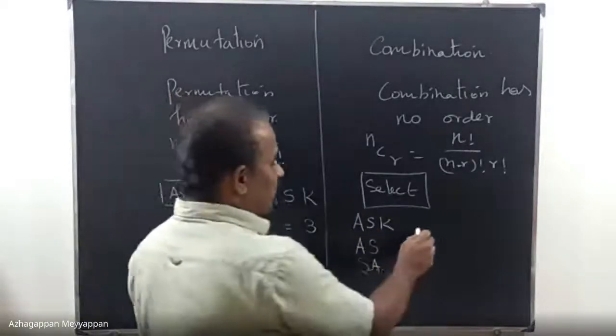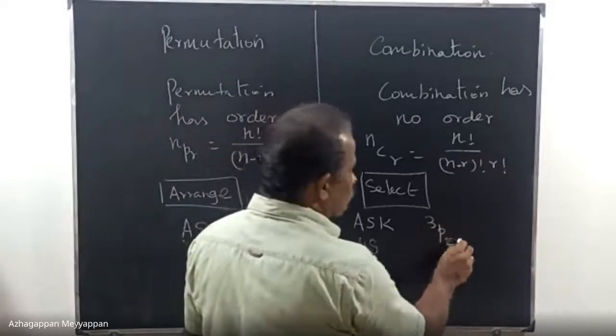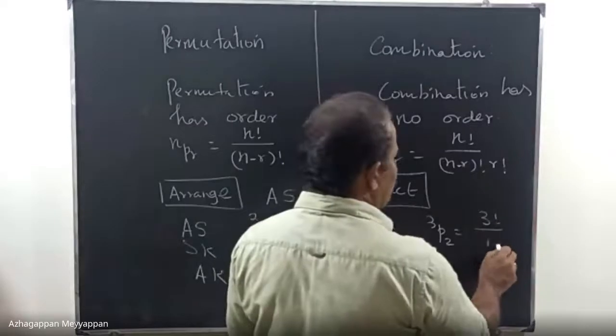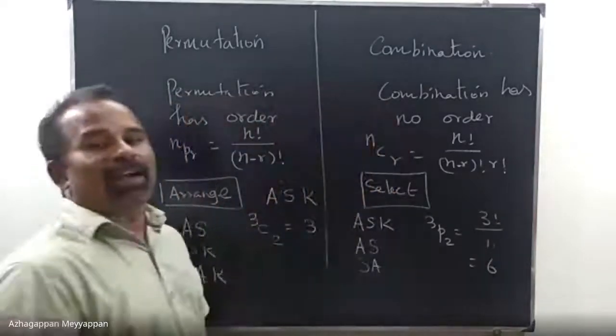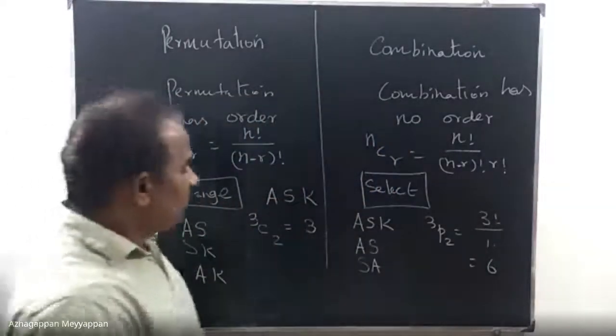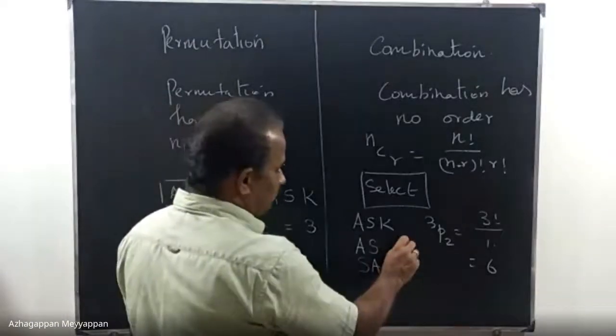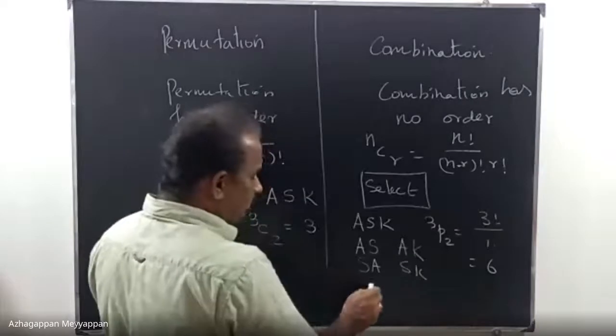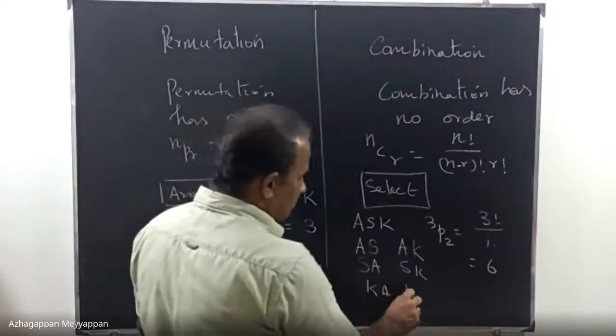Therefore here we are selecting 3P2. 3P2 is nothing but 3 factorial divided by (3 minus 2) factorial. Therefore 6 ways we can write: AS, SA, AK, SK, KA, KS, like that.